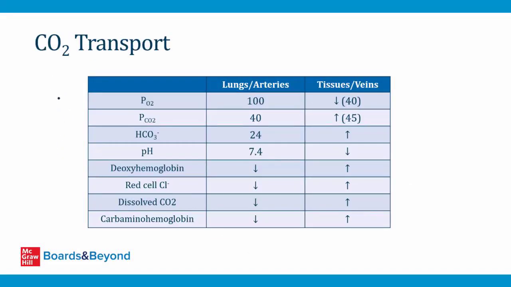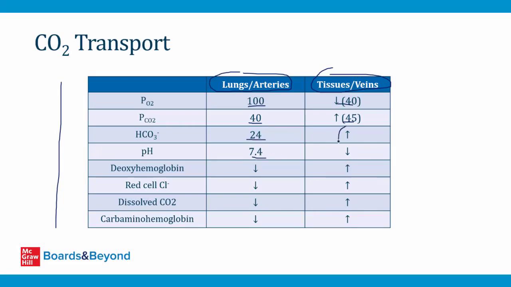So on this slide, I've created a table summarizing all the key things you want to remember about carbon dioxide transport. And what you want to focus on are how things change when blood moves from a high oxygen environment like the lungs and the arteries to a low oxygen environment like the tissues or the veins. So a normal arterial PO2 is about 100, a normal arterial PCO2 is about 40. The PO2 goes way down in venous blood, down to as low as 40, and the PCO2 rises to about 45 or 46. A normal bicarbonate is 24, a normal pH is 7.4.